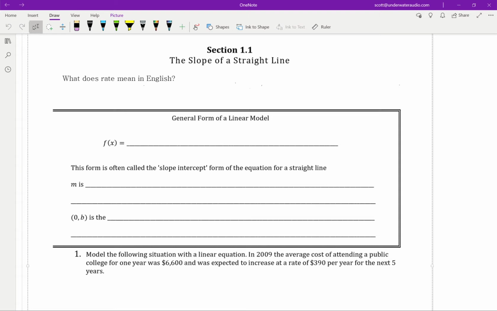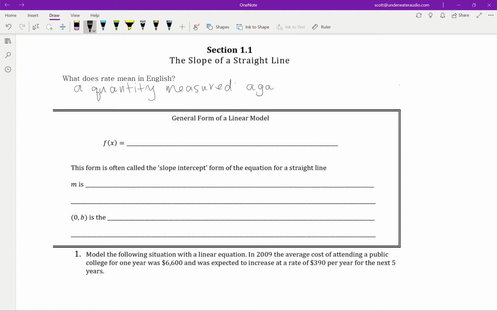Let's dive right in and start by thinking about what rate means in English, conversationally. If you Google it, Google says it's a measure or quantity, typically one measured against some other quantity or measure. So the key point there is that it's a quantity measured against another quantity. So it's like comparing two things. Okay, I promise I won't write sentences that much.